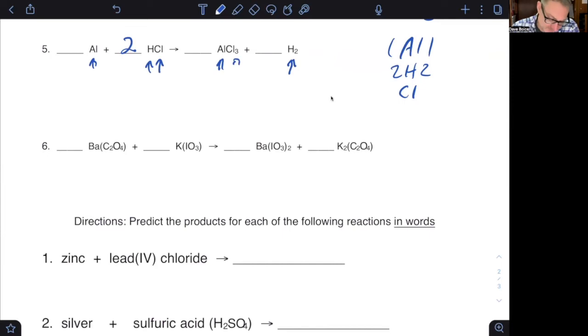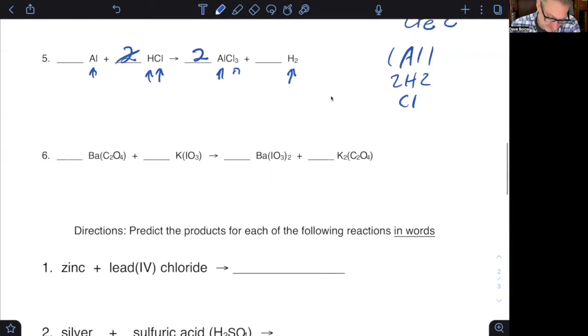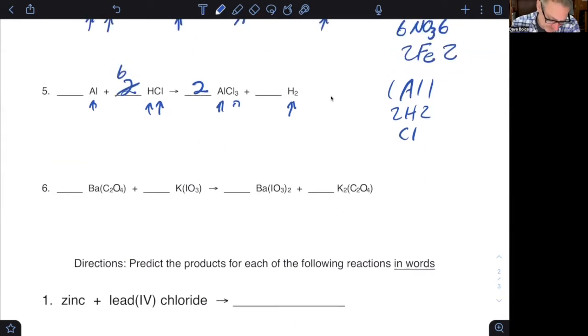So let's go ahead and make this an even number so I can make that work. Let's put a 2 here. 3 times 2 is 6. And so now I'm going to have to go back and revise this and put a 6 here instead. So that brings my chlorines to 6 at a piece.